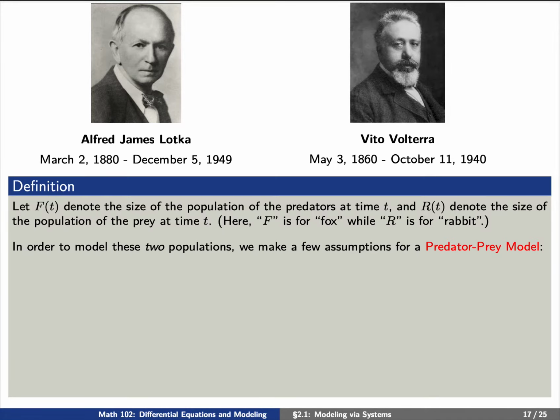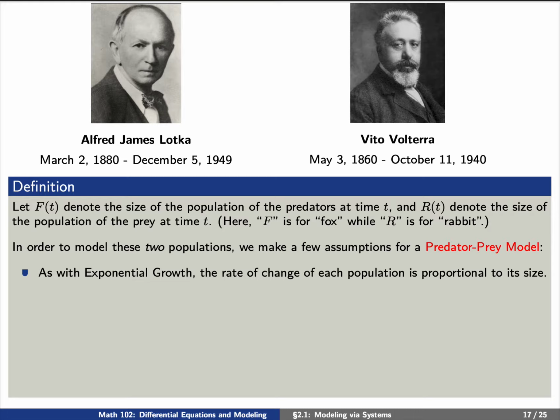To get an idea of what this means, let's set up some notation. Let's let f(t) denote the size of the population of predators at time t, and r(t) denote the size of the population of the prey at time t. Here, you can think of f as standing for fox, whereas r will stand for rabbit. In order to model these two populations, let's make some assumptions for a so-called predator-prey model.